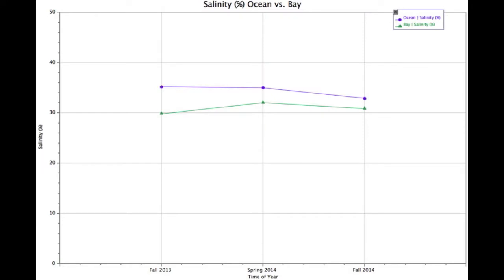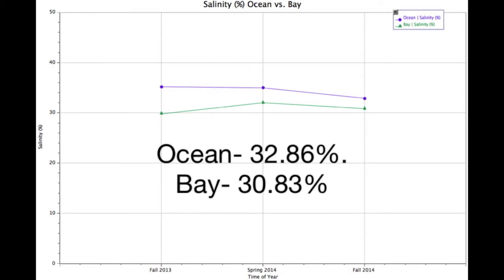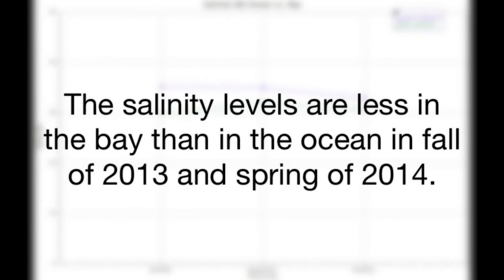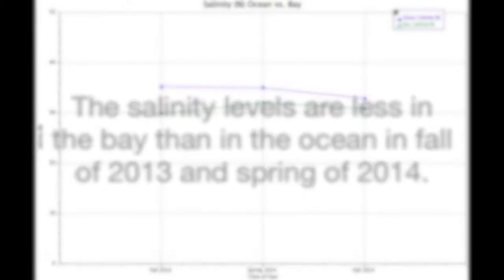This is because the water in the bay is a mixture of both salt water and fresh water. From the data we collected from fall of 2014, the salinity percentage in the ocean was 32.86%. The salinity percentage in the bay was less at 30.83%. A similar pattern is seen in both the spring of 2014 and the fall of 2013. The salinity levels are less in the bay than in the ocean.